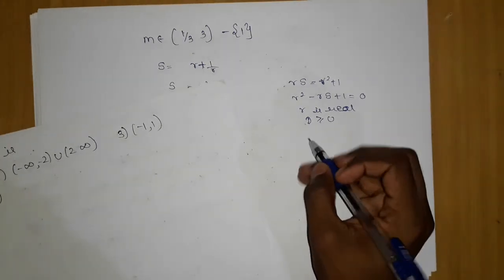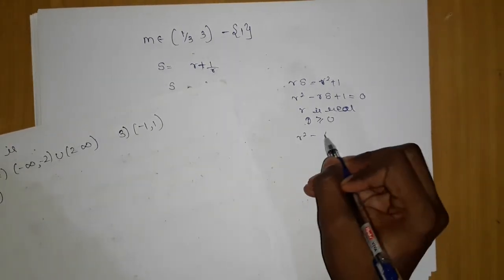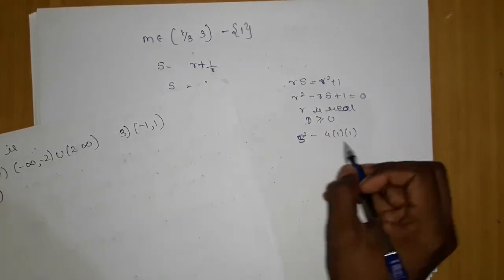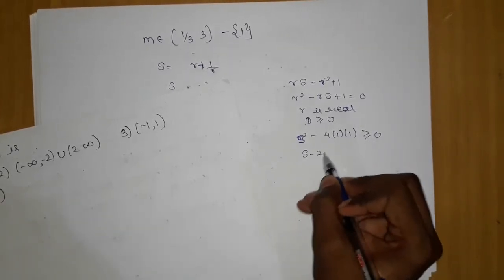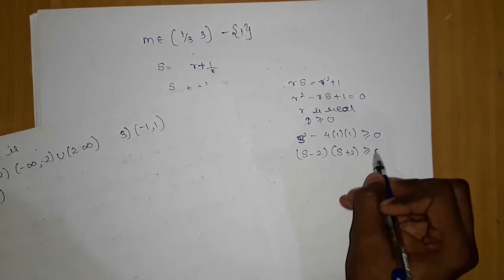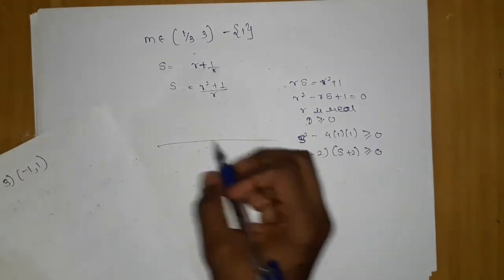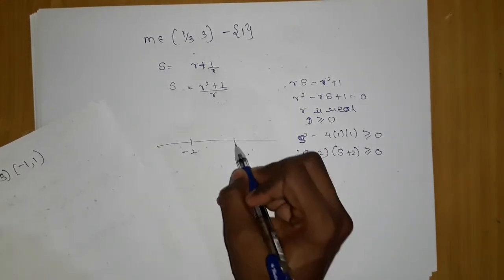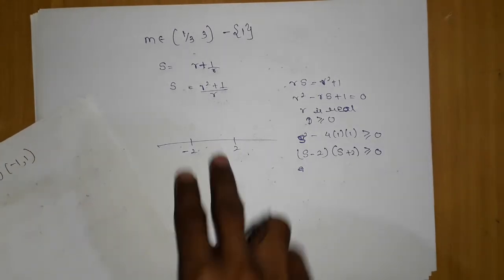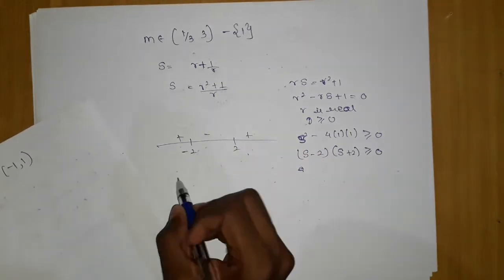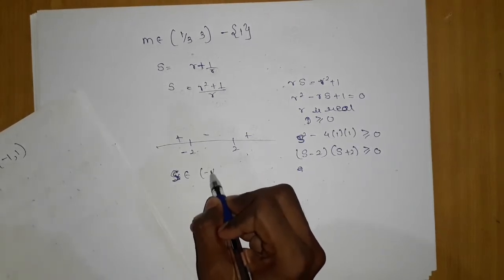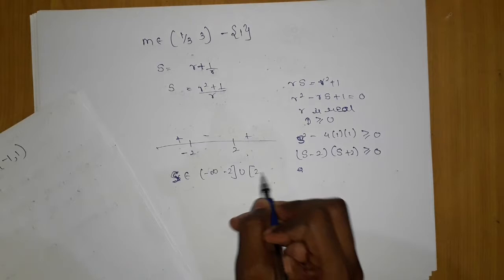So if I do this, D is r square minus 4 into 1, sorry, this will be s square minus 4, which should be greater than or equal to 0, giving me (s minus 2)(s plus 2) greater than or equal to 0, using a square minus b square. Now if I plot a wavy curve with minus 2 and 2, we want to consider the positive, negative, positive values. So s belongs to minus infinity to minus 2 union 2 to infinity.